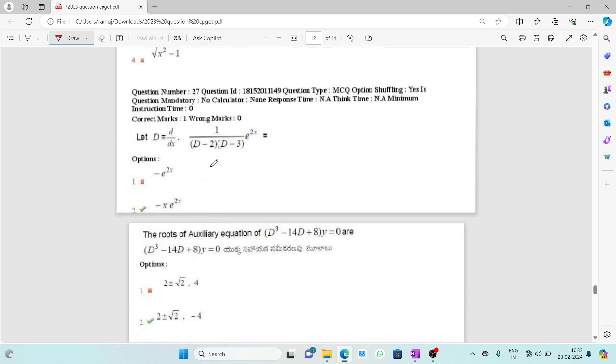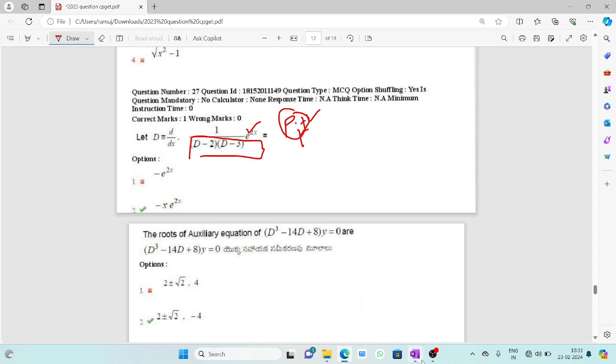And for question 27, he provided a differential equation here, and he is asking about e power 2x divided by (D minus 2) and (D minus 3). For this we need to find the particular integral. For homogeneous equations we use the particular integral method. There are methods for e power 2x, e power 3x, or sin x and cos x. If you apply that, you can directly get it.